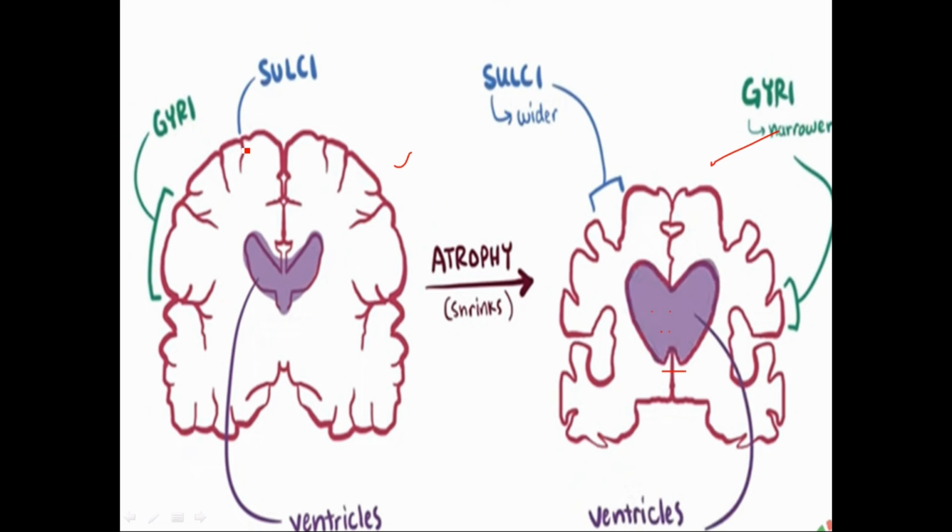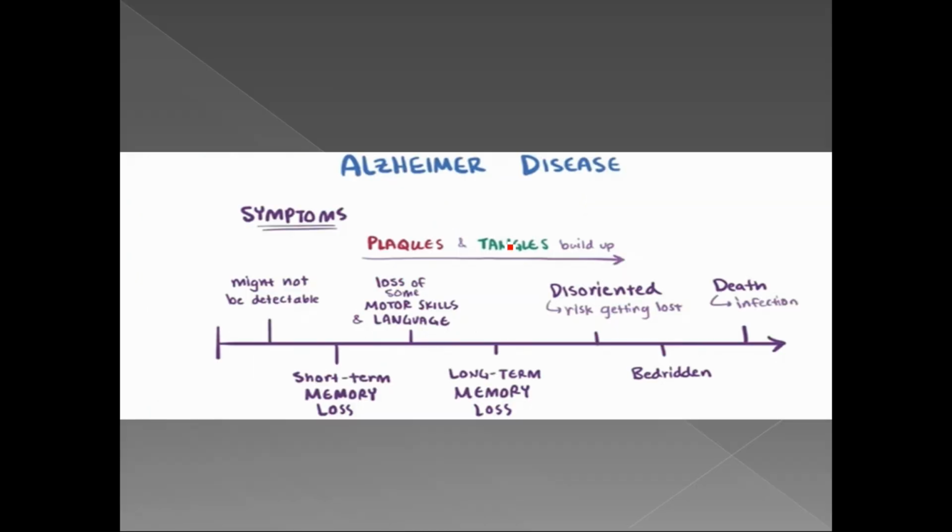So you see here the sulci of the brain. In the normal brain they are smaller, but the sulci in the Alzheimer's brain are wider due to the shrinkage. The gyri also become narrower, and the ventricles are greater in size. This is due to the accumulation of a large amount of cerebrospinal fluid, and the cause is the same, the accumulation of proteins, which results in atrophy.